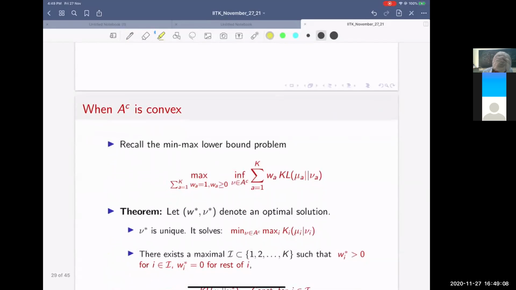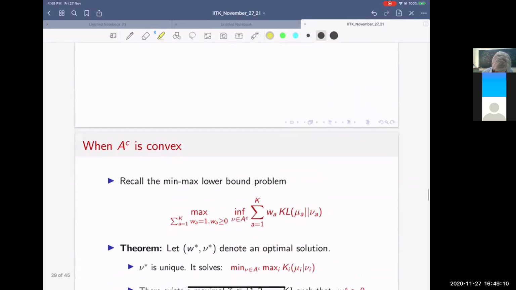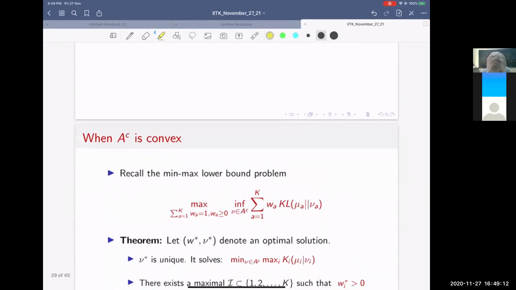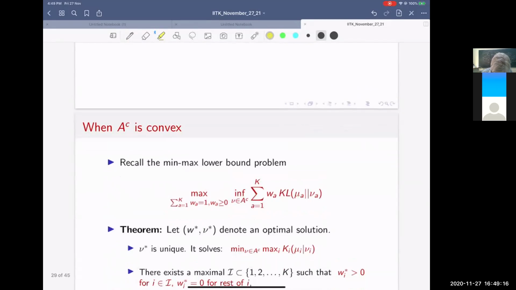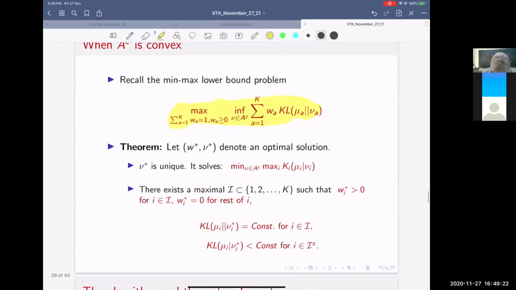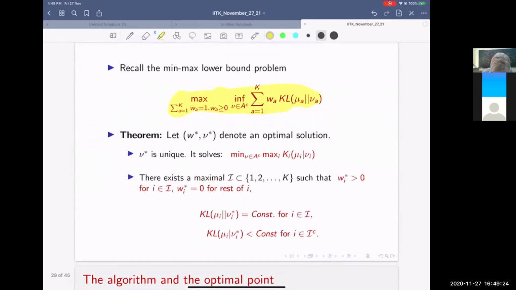So when A complement is convex, let's take the simple setting where mu belongs to A, but A complement is convex. In that case, our whole theory of saddle point still holds, so we can interchange max and min. So we do that. So we are really just solving this problem then. Maximum of all these Kullback divergences between arms. We look for a nu in A complement which minimizes this.